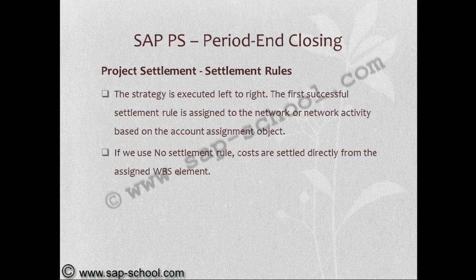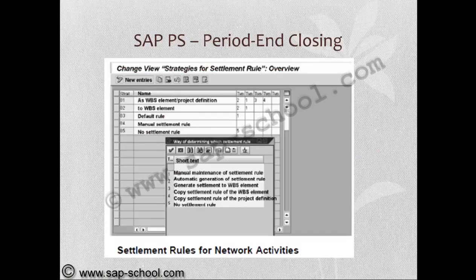The strategy is executed left to right. The first successful settlement rule is assigned to the network or network activity based on the account assignment object. If we use no settlement rule, costs are settled directly from the assigned WBS element. So if you see settlement rules for network activities, these are the WBS element and project definition, default rule, manual settlement rule, no settlement rule. So these we can consider.